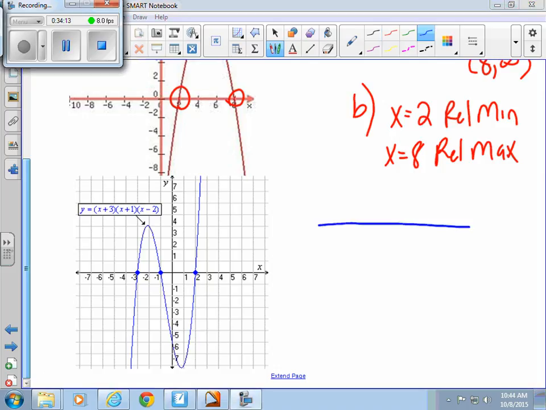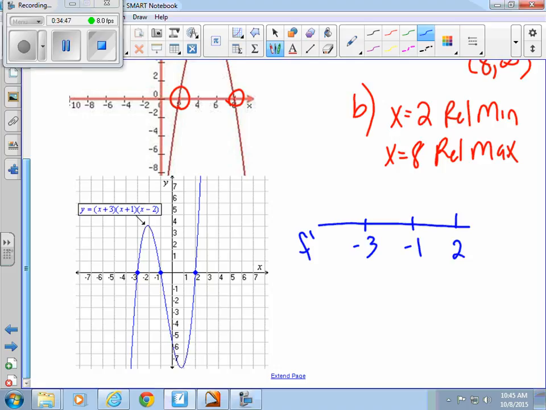Sign chart for f prime. Again, there will be a time when you won't need a sign chart. You can just look at that graph and figure it out. But for now, let's do a sign chart to help us out. This is f prime, right? So let's go with f prime. Where are the critical values? If I did have the original graph, you agree those would look like maximums and minimums, right? But the derivative looks like a 0.